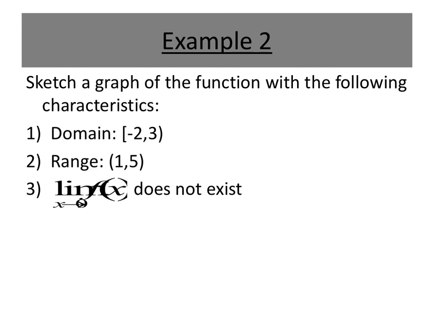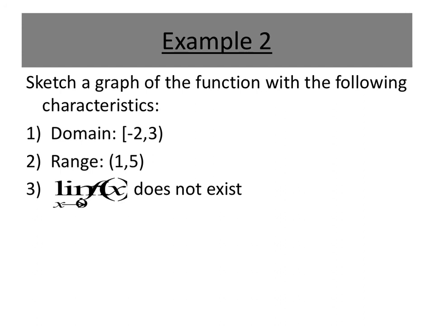Okay, so we also kind of want to be able to think about this in reverse to make sure we truly are understanding what's happening. So we want to sketch a graph with this criteria. The domain of the function is negative 2 to 3. The range is 1 to 5 uninclusive. The limit of f of x as x approaches 0 does not exist.